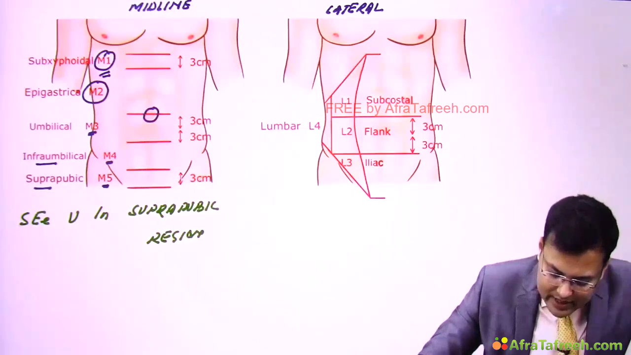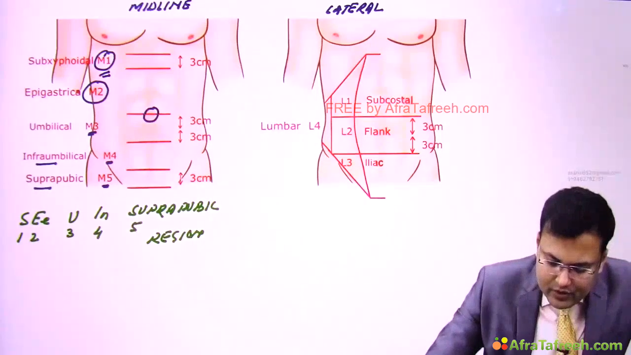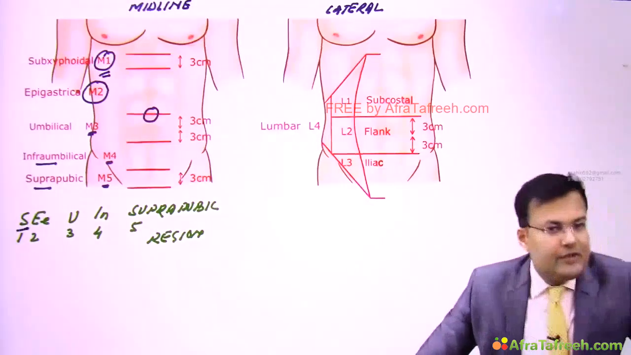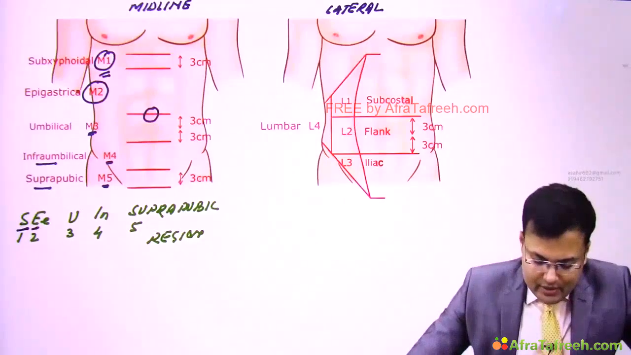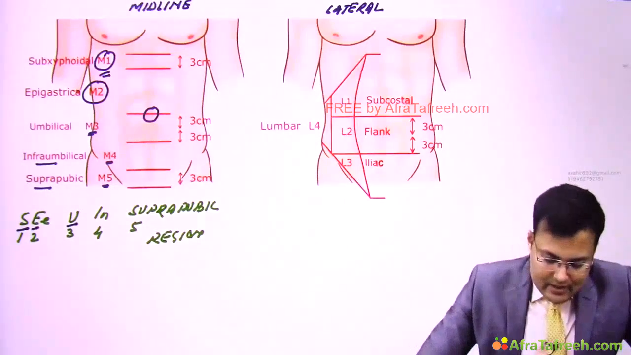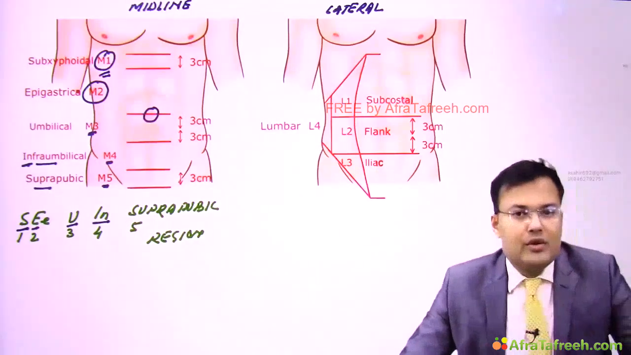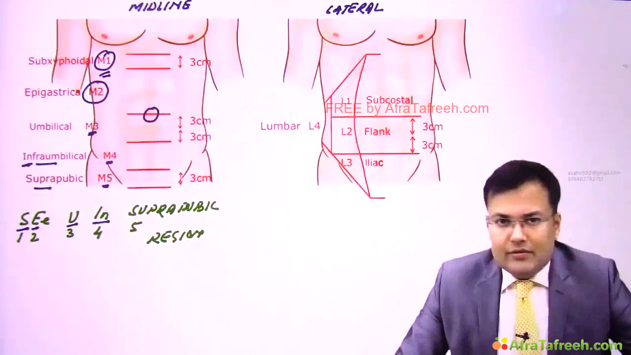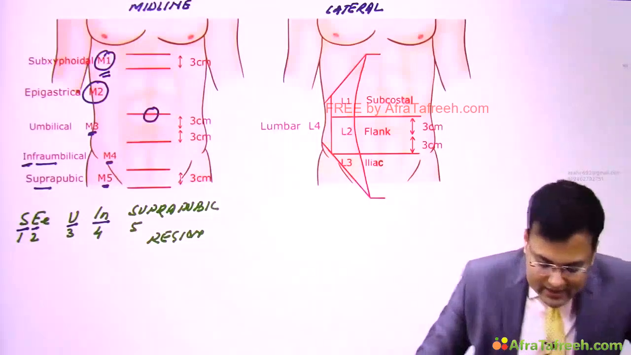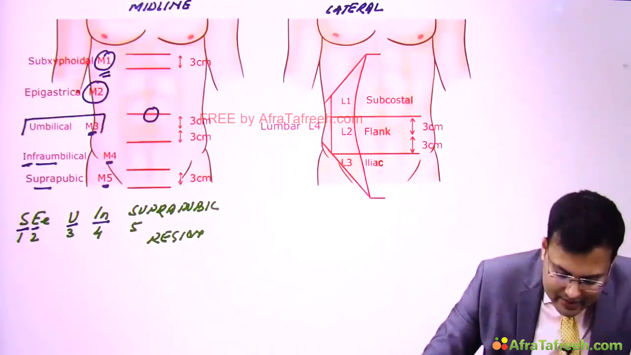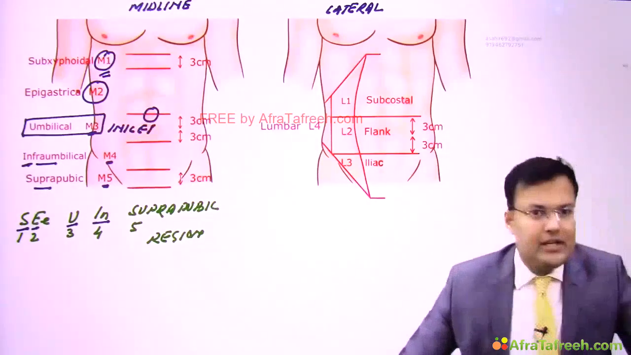Clear? This is M1, this is M2, this is 3, this is 4, this is 5. Okay, so this is subxiphoidal. E, that is epigastric. U, it's umbilical. IN, this is infraumbilical, and suprapubic is suprapubic. Clear? So 1, 2, 3, 4, 5. M1, M2, M3, M4, M5. Which was asked in INI CET M3. This was asked in INI CET 2020.